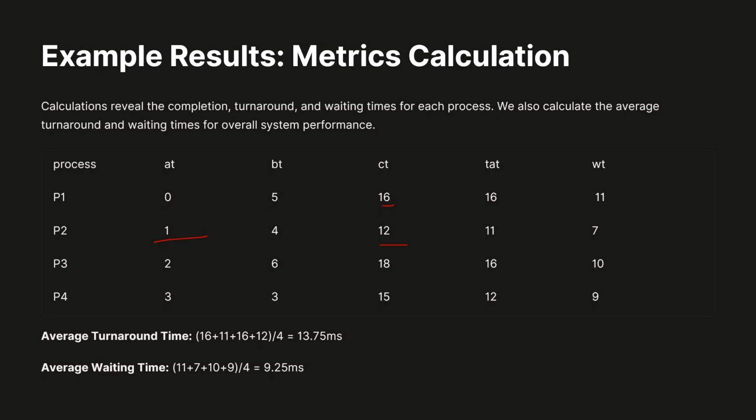Now we will find the average turnaround time and average waiting time. To find the average turnaround time, we have to add all the turnaround times of every process and divide by the number of processes. So we'll add 16 plus 11 plus 16 plus 12, and divide by the number of processes. How many processes are we having? We have four processes. So when we divide, we get 13.75 as the average turnaround time, and we'll do the same for waiting time. We add all the waiting times, which is 11 plus 7 plus 10 plus 9, and divide by the number of processes, which is 4. So we will get 9.25 milliseconds as the average waiting time.